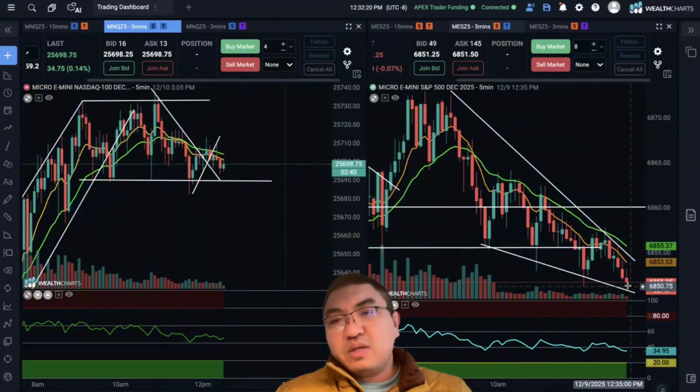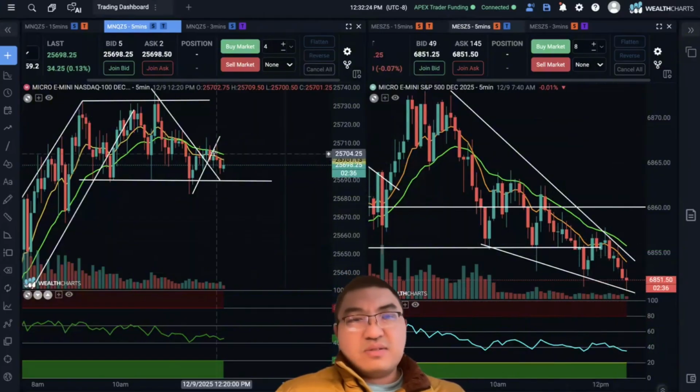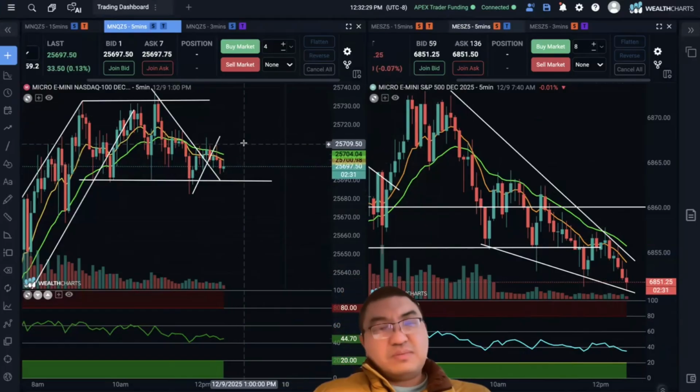No, because it's still in the range and you can retest. And when you retest, NQ probably retests to here.